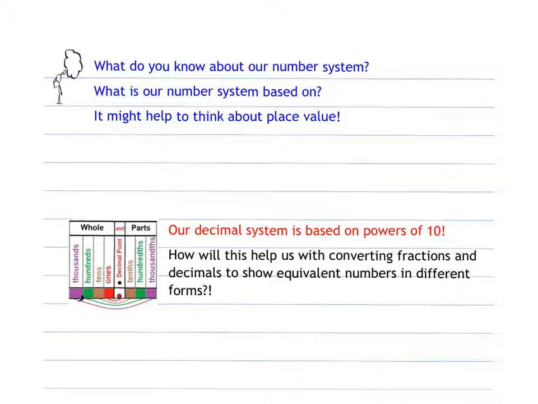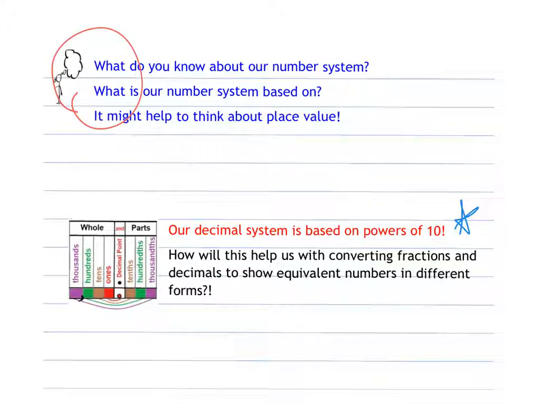Just something to think about here before we get started. What do you know about our number system? So how we do our counting and things like that. What is our number system based on? And it might help to think about place value. And if you look down here, our number system is based on powers of 10. So how will this help us with converting fractions and decimals to show equivalent numbers in different forms?